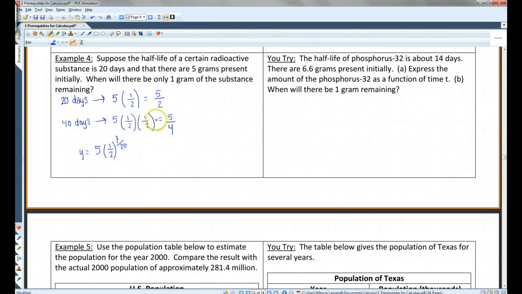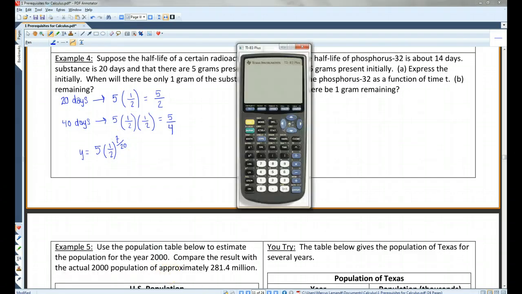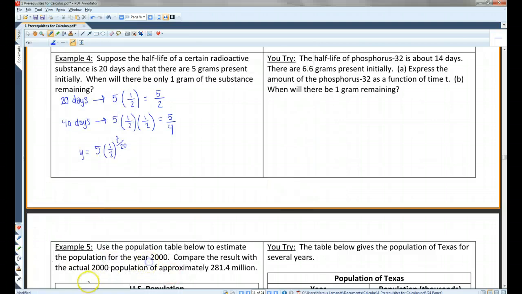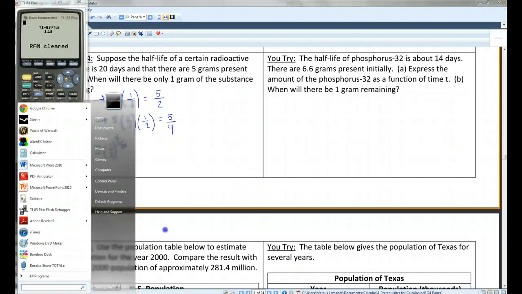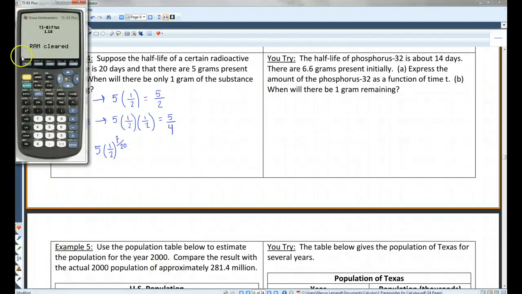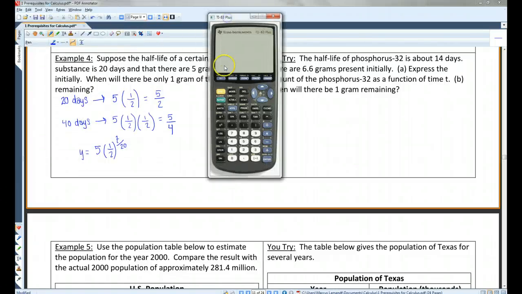Okay? Alright, now we could solve this algebraically. We'd have to use some logs for that. Or we could solve this graphically. Okay, here we go. So I'm going to plug this in. I've got 5 times 1/2 to the x over 20 power.